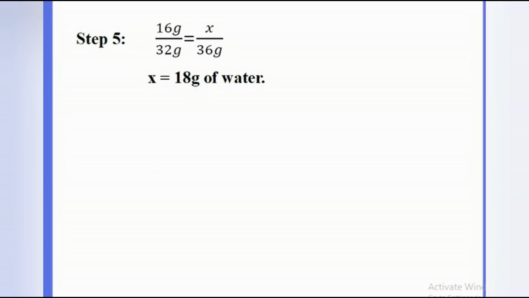In the fifth step, we will calculate the amount of the product formed by setting up the proportions of the limiting reactant and the product. So, the amount of product produced in this reaction is 18 grams of water.